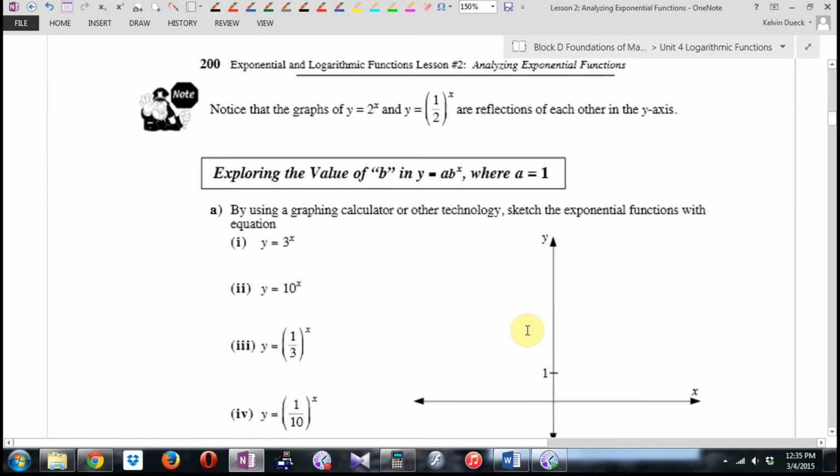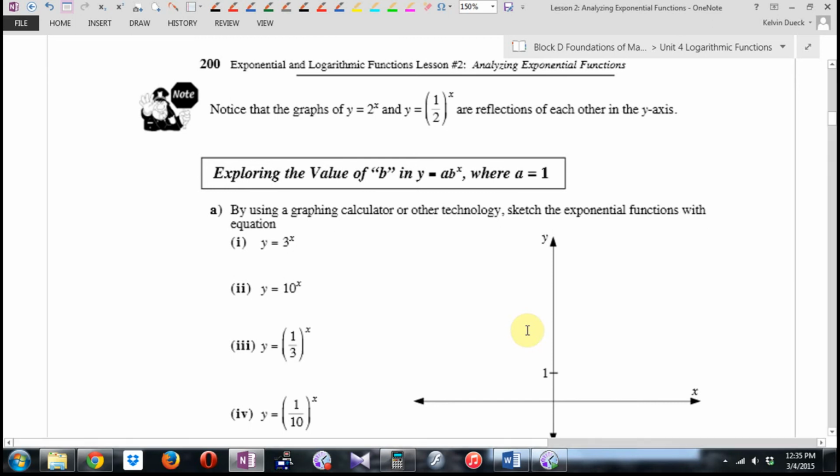And, hey, little note. Notice it turns out they're reflections of each other in the y-axis. In fact, if you graphed 3 to the x and 1/3 to the x, you would also notice they were symmetrical to each other. If you graphed 9 to the x power and 1/9 to the x power, Jordan, you would notice that they were also lovely little reflections of each other.